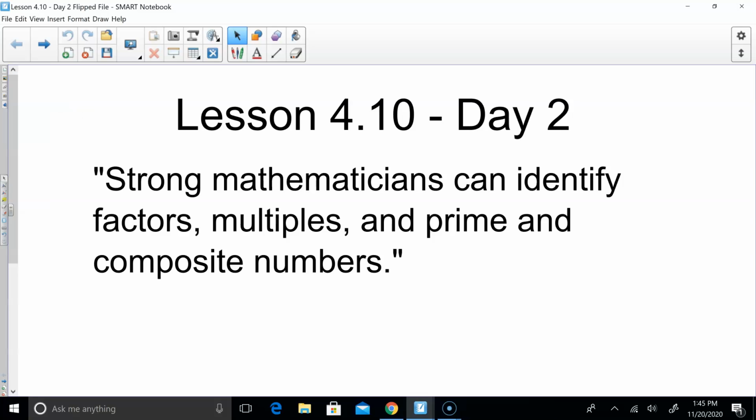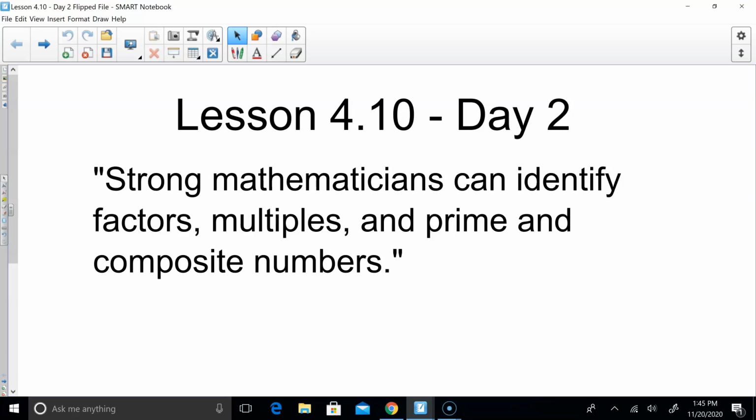Welcome, class, to Lesson 4-10, Day 2. Today, strong mathematicians can identify factors and multiples in prime and composite numbers. So we got our factors and multiples from yesterday, which is going to help us today as we learn about prime and composite numbers. So with that, let's get to work.